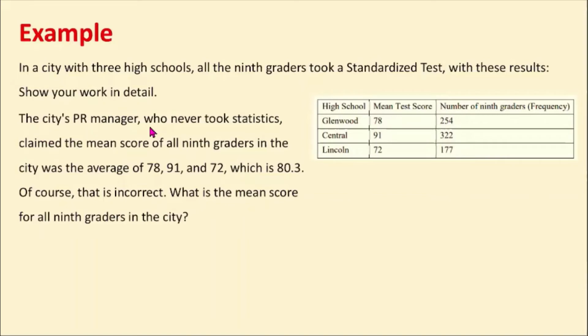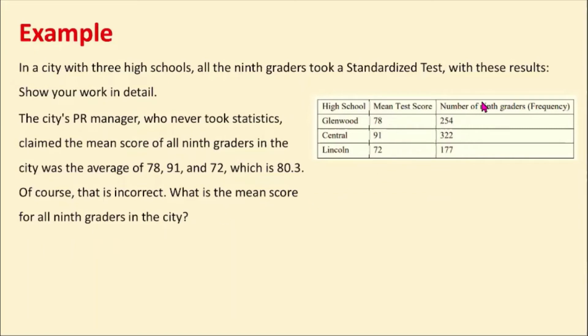The city's PR manager, who never took statistics, claimed that the mean score of all ninth graders in the city was the average of 78, 91, and 72. So these numbers give 80.3. They're just adding these and dividing by 3, and they're getting 80.3. Of course, that's not the way we find the mean. So that is incorrect. And now you know how to find the mean. So what is the mean score of all ninth graders in the city?